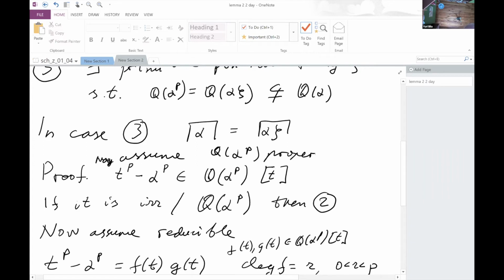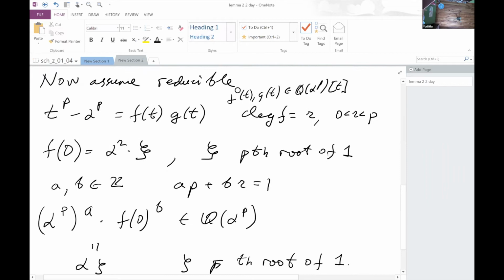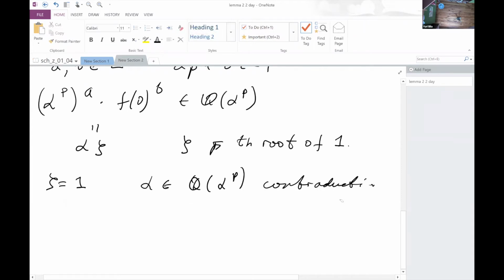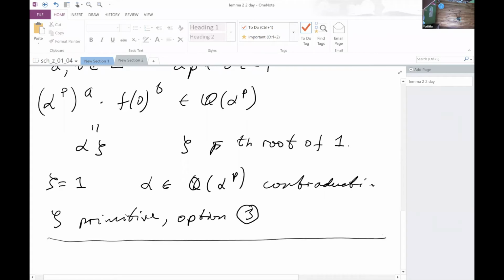Proper subfield of Q of alpha, because otherwise we're simply in option 1. Yeah. So if zeta is 1, since we assume, we simply get a contradiction. And so zeta is a primitive root of unity, and we have option 3. So in any case, we have one of these 3 options. So here is the proof of this lemma.